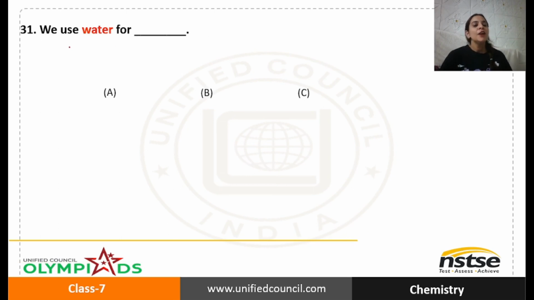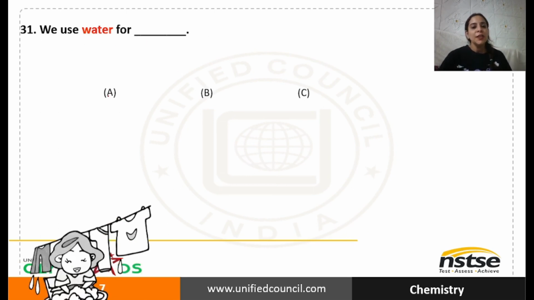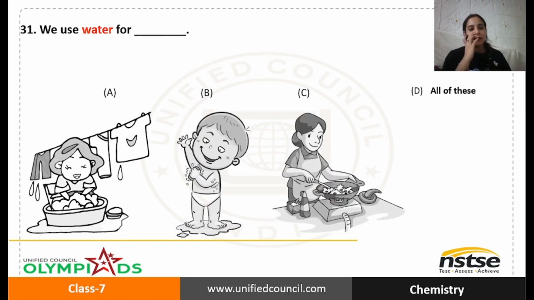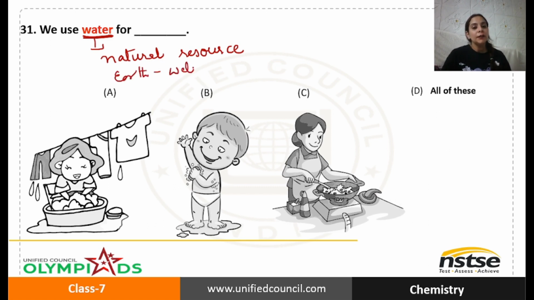Next question says, we use water for, option A says this act, B this, C is this, and D this. Now we all know water is an important source because water helps us to do many things. Water is an important natural resource. Why natural? Because we do not prepare it in industries or artificially. It occurs naturally. About 3/4 surface of Earth is covered with water. That is the reason we call Earth a blue planet. And water serves very important functions.